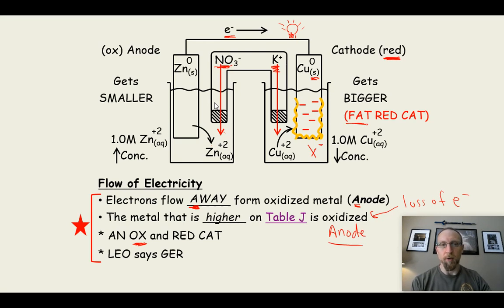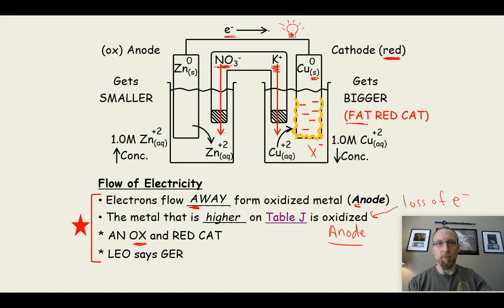So again, what's taking place here? The anode is oxidized, right? So how do I know who the anode is? Higher on table J. Whoever's higher on table J is the anode, right? So once I know that, then I know my direction of electron flow.